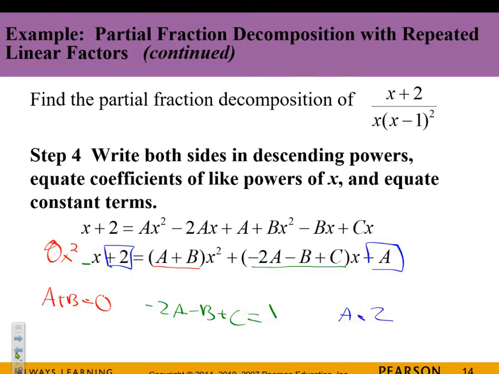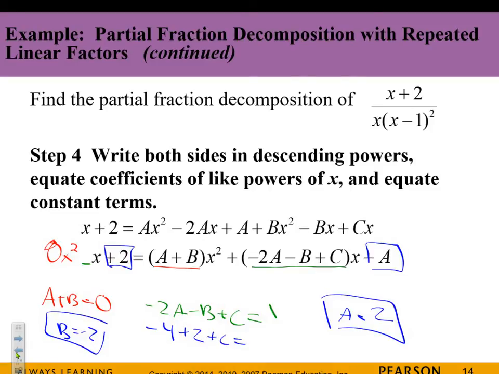Do that. Pretty sweet, huh? Well, we know what a is. a is 2, right? So if a is 2, then b is a negative 2 because it has to equal 0. So this is going to be 4 plus 2, and this is positive 2, right? And then that's going to give me c, that equals 1. So this is going to end up being negative 2. So add 2, so c is 3.